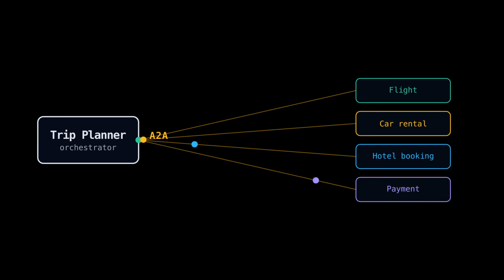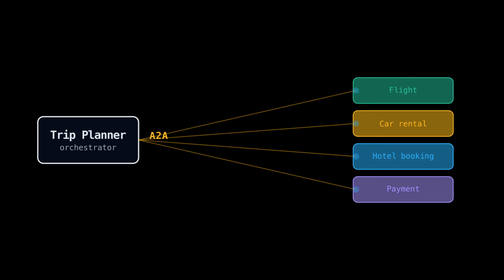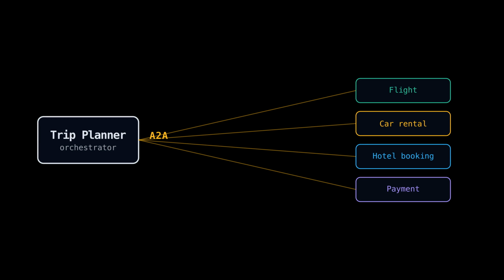A real trip is more than flights. So the trip planner does the very same thing with a car rental agent and a hotel booking agent. One planner, many specialists, all working in parallel. And the protocol is identical every time. Each specialist publishes its own card, accepts a task, and returns an artifact. Learn the loop once, and it works with every new agent you add.